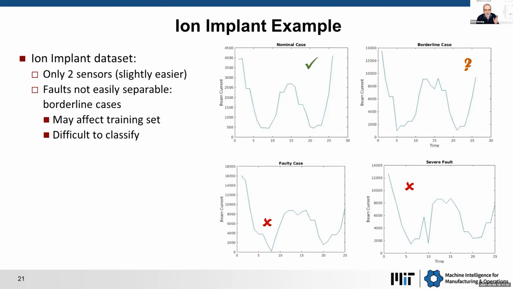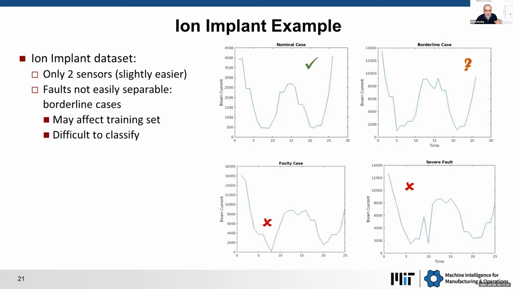And what we're seeing here is beam current, how many ions we're shooting into the surface of the wafer as a function of time. And just as examples, labeled by an expert, so we could use these not for training, but for test evaluation later. The one in the upper left, the green check, is a nominal one. And then a couple of these X's are anomalous.